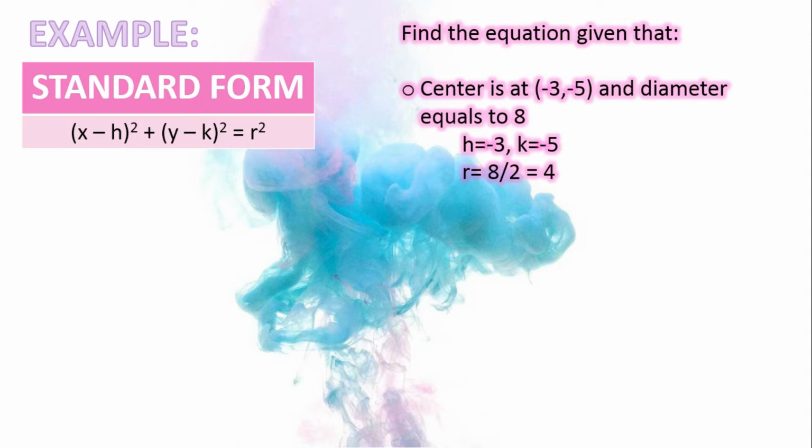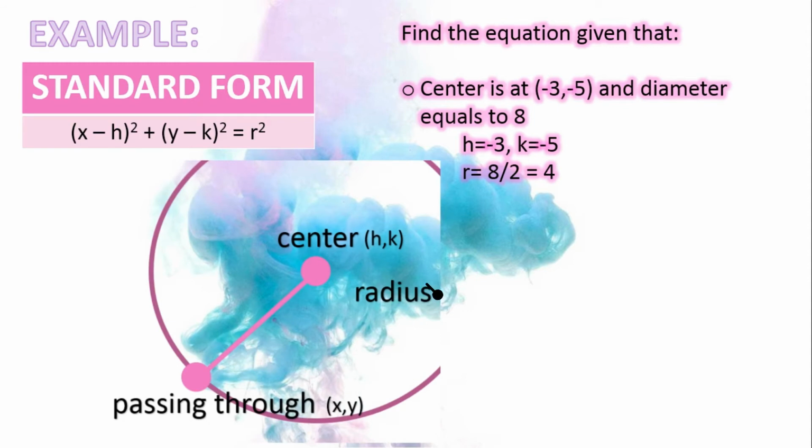So, why are h and k like that? Like I said earlier, the center is represented by h and k. The h is equal to the first number, the x, which is -3. H is equal to -3. The first number is the h, and the second is the k. So, k is equal to -5. Basically, that is what we need to transform it into the standard form.